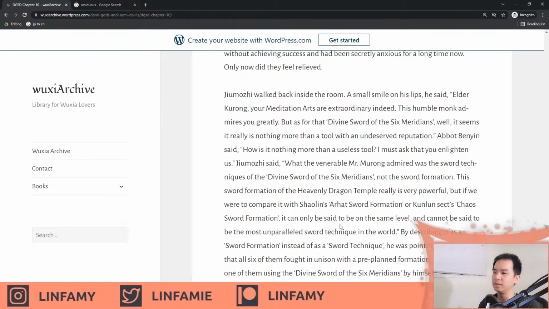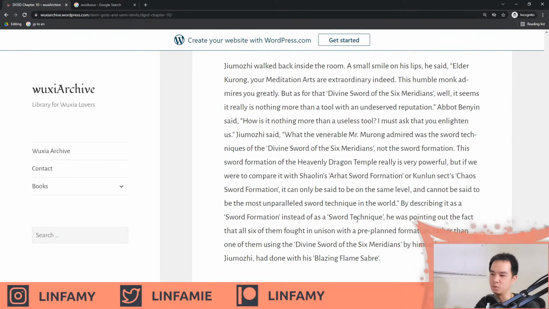Jiu Mozi said, "What the venerable Mr. Murong admired was the sword techniques of the divine sword of the 6 meridians, not the sword formation. This sword formation of the Heavenly Dragon Temple really is very powerful, but if we were to compare it to Shaolin's Arhat sword formation, or Kunlun's Two Principles chaos sword formation, it can only be said to be on the same level, and cannot be said to be the most unparalleled sword technique in the world."